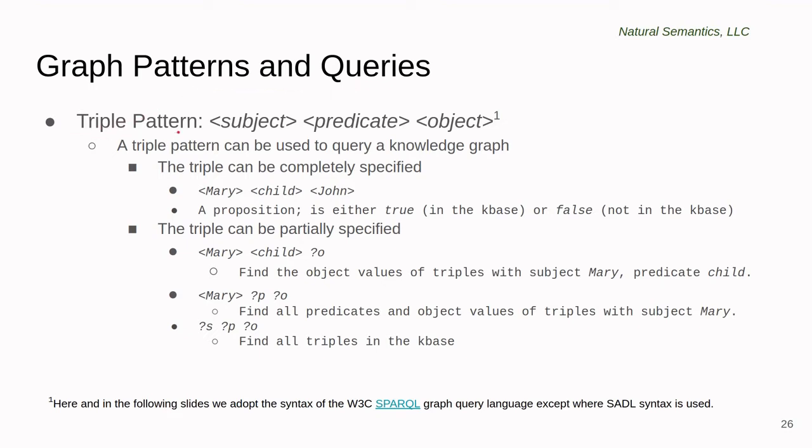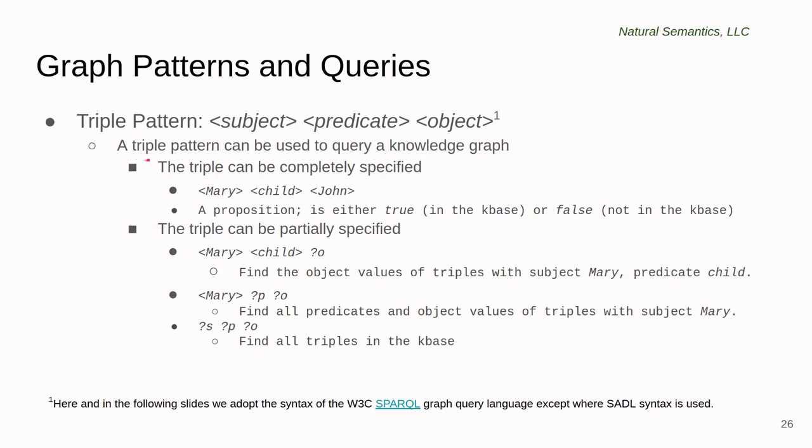So we talked about a triple before, a triple being a subject, a predicate, and an object. And this pattern, we're expressing it in this particular syntax with the subject, predicate, object in angle brackets, because this is one of the syntaxes that is specified in the SPARQL recommendation of the W3C, the graph query language SPARQL. We're going to use this syntax for all of our queries except when they're in Turtle syntax.